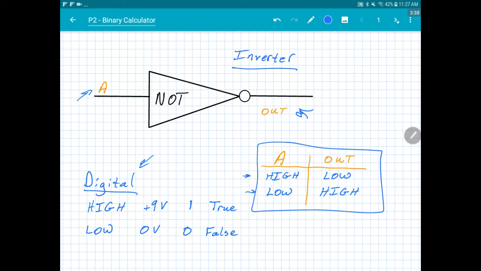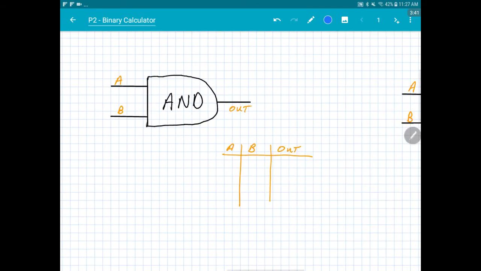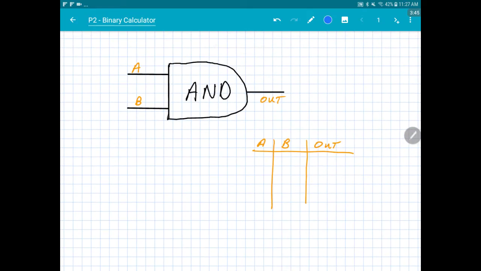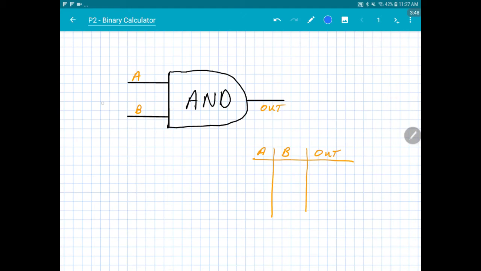Okay, so let's move on and take a look at another one here. So here's another gate. We have an AND gate. Now we have two inputs, input A and input B. From here on out, I'm going to notate high with just an H, and low with an L. So we've got 4 combinations of possibilities. The first one, both A and B are inputting a high signal.